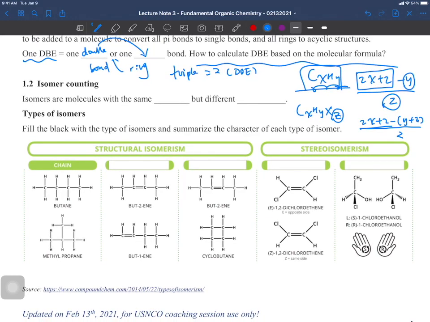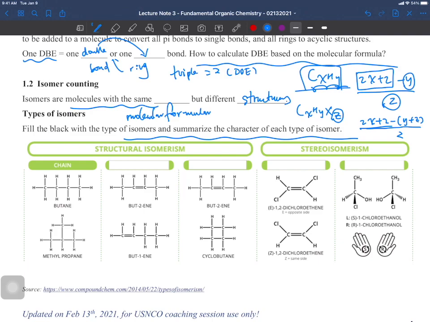Okay, so with the concept of DBE in mind, we can talk about how to count the isomers. First, you all know isomers are molecules with the same formula, more specifically, we should say molecular formula, but different structures, right? And here is a brief summary of different types of isomers. We try to classify the isomers, and this kind of classification can help us to count, even to draw, all of the isomers for a certain molecule.